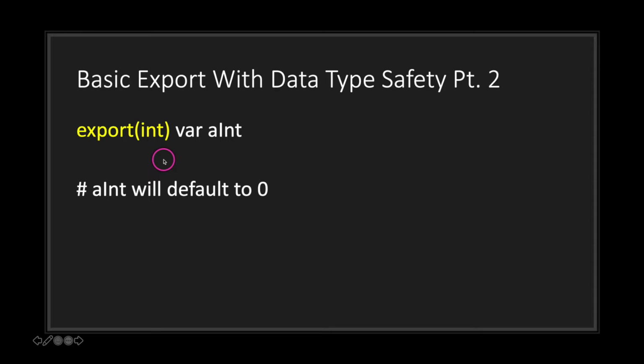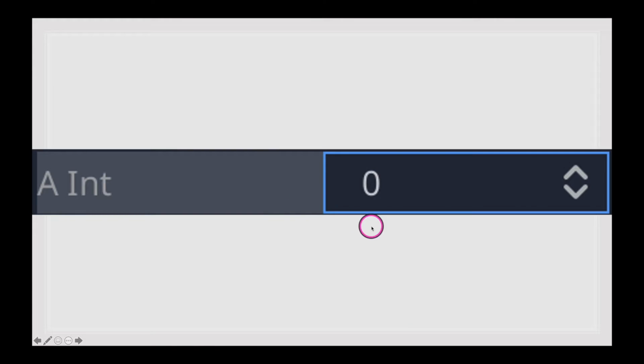You can also do other data types, including integers and arrays. There's quite an extensive list. We won't go over all of them, but I just wanted to show you that when you don't assign a default value to your variable, it will default to either zero, empty string, or empty. In this case, our integer value is zero because we did not assign a default value.